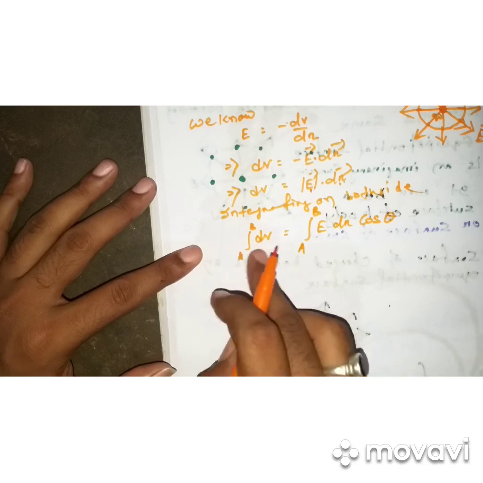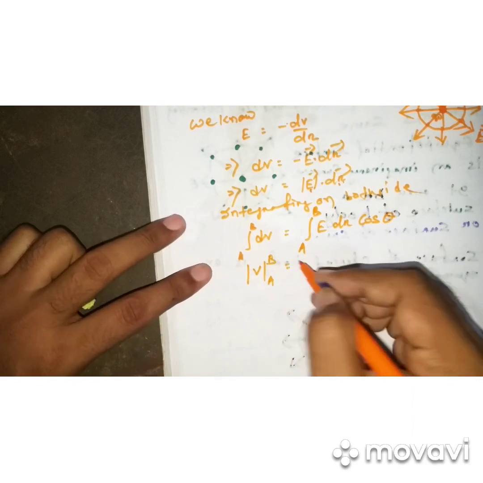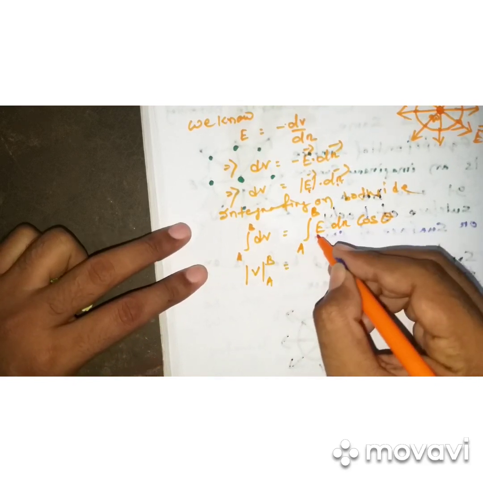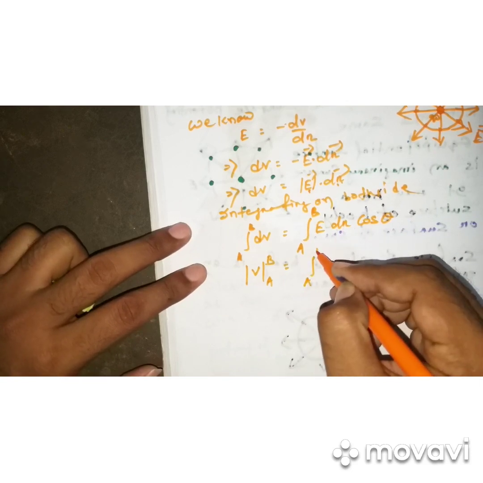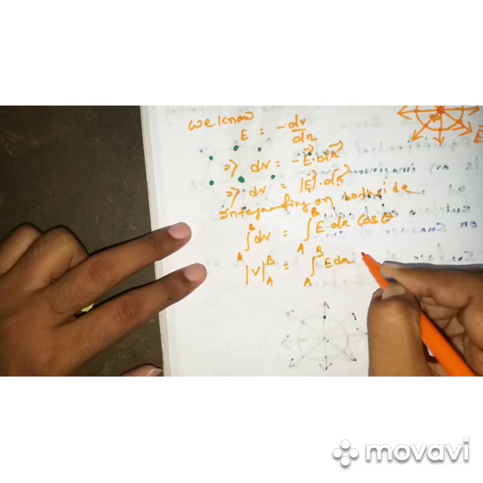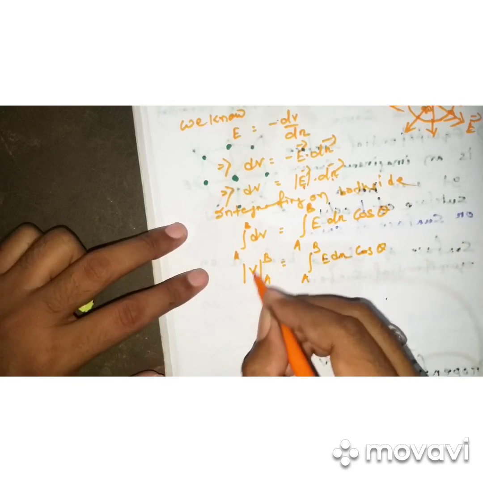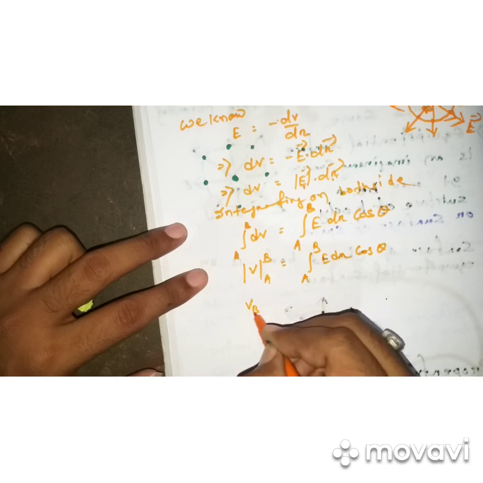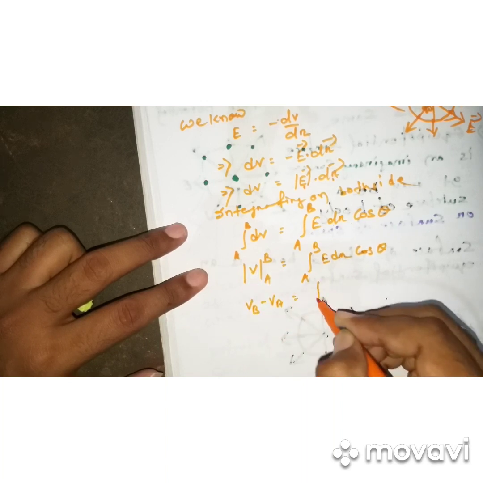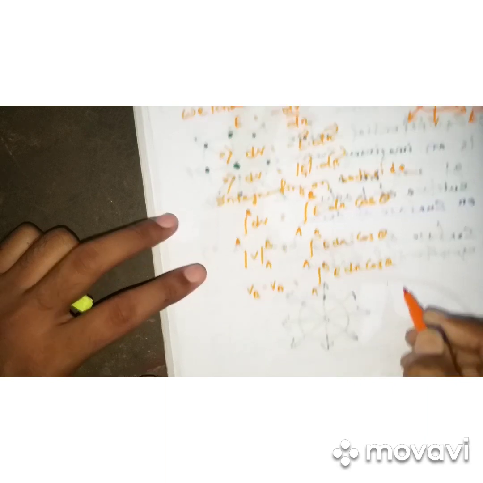So integration of dV means V from A to B here, and integration of E dr is E dr cos theta. Here you write upper limit minus lower limit, that is Vb minus Va equal to what? Integration from A to B of E dr cos theta.